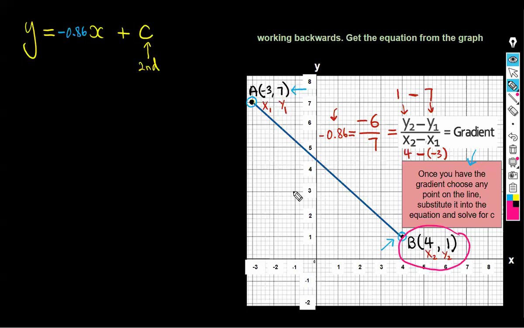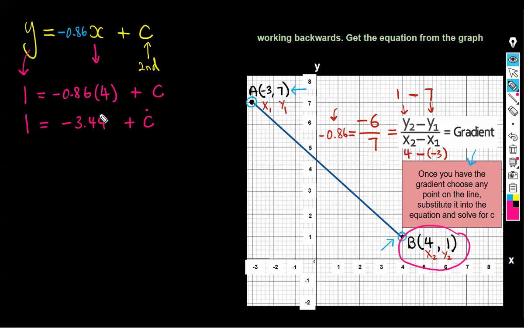So when I go to the equation, anywhere I see x, I'm going to replace it with 4. And anywhere I see a y, I'm going to replace it with 1. Replace y with 1. Replace x with 4. Let's take our time and multiply this out. 0.86 by 4, you get minus 3.44 plus c.